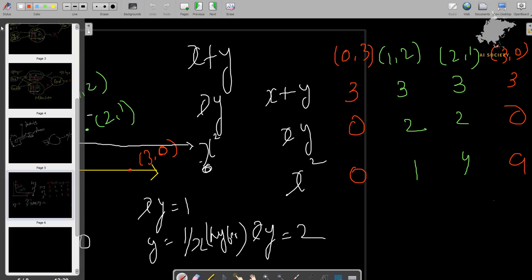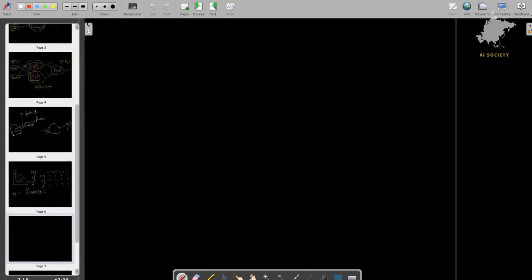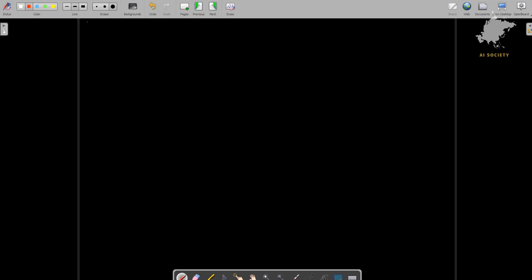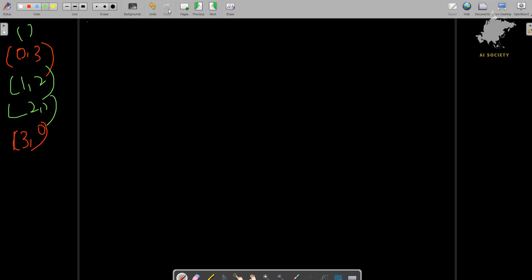So let's say these are the data points. Let me tell you how we're going to plot that. Let's say these are the data points, which are 0, 3, and we have 3, 0. And we have 1, 2, and we have 2, 1. These are the 4 data points we have, and these are x, y.